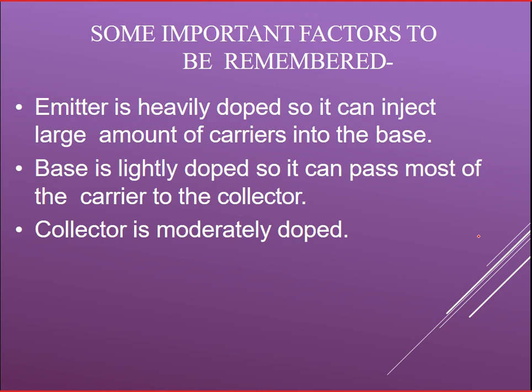Okay, so that's why the base is very lightly doped and the size of the base is also very small, and the collector is moderately doped. So it is not lightly doped and it is not heavily doped when compared to that. The emitter is heavily doped so that it will emit a huge number of electrons. If it is a p-type, it will emit a huge number of holes. The base is lightly doped and very thin, and the collector is moderately doped when compared to the emitter and the base.